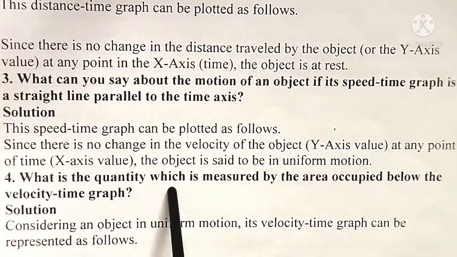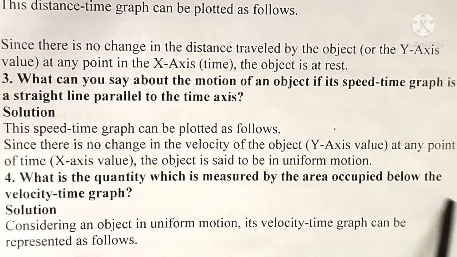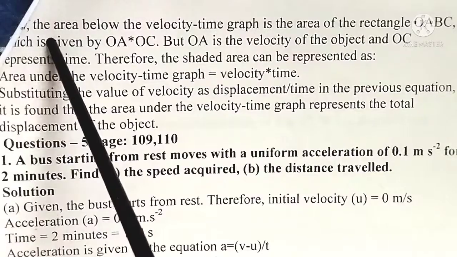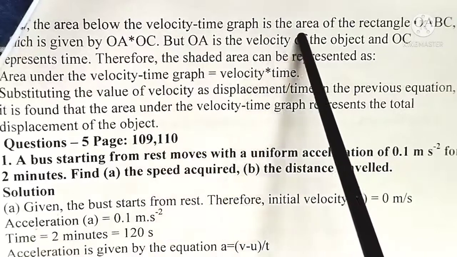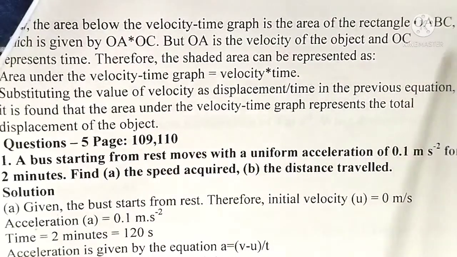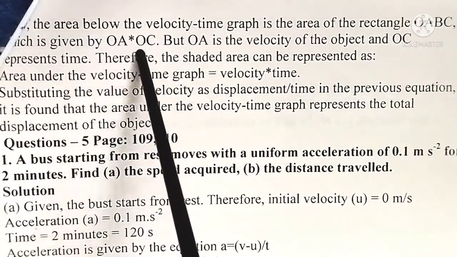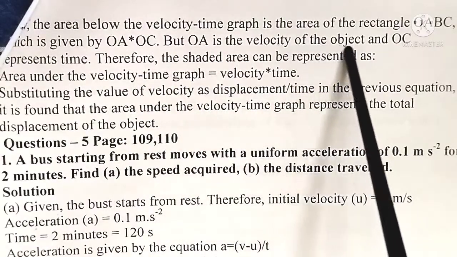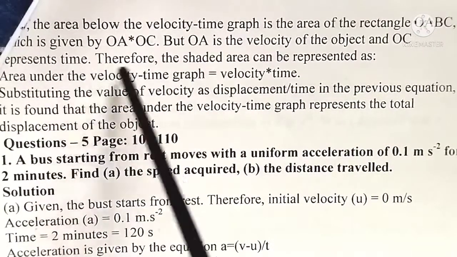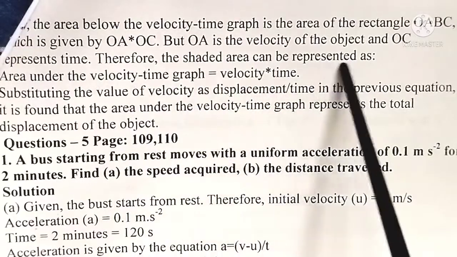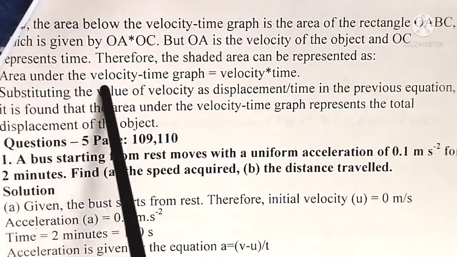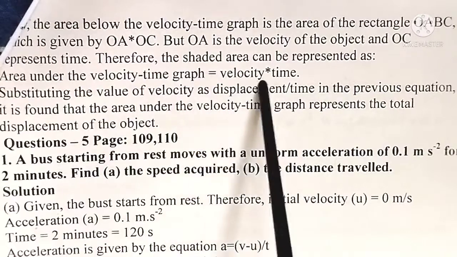What is the quantity which is measured by the area occupied below the velocity time graph? Solution. Considering an object in uniform motion, its velocity time graph can be represented as follows. The area below the velocity time graph is the area of the rectangle OABC, which is given by OA × OC, but OA is the velocity of the object and OC represents time. Therefore, the shaded area, that is the area under the velocity time graph, is equal to velocity × time.